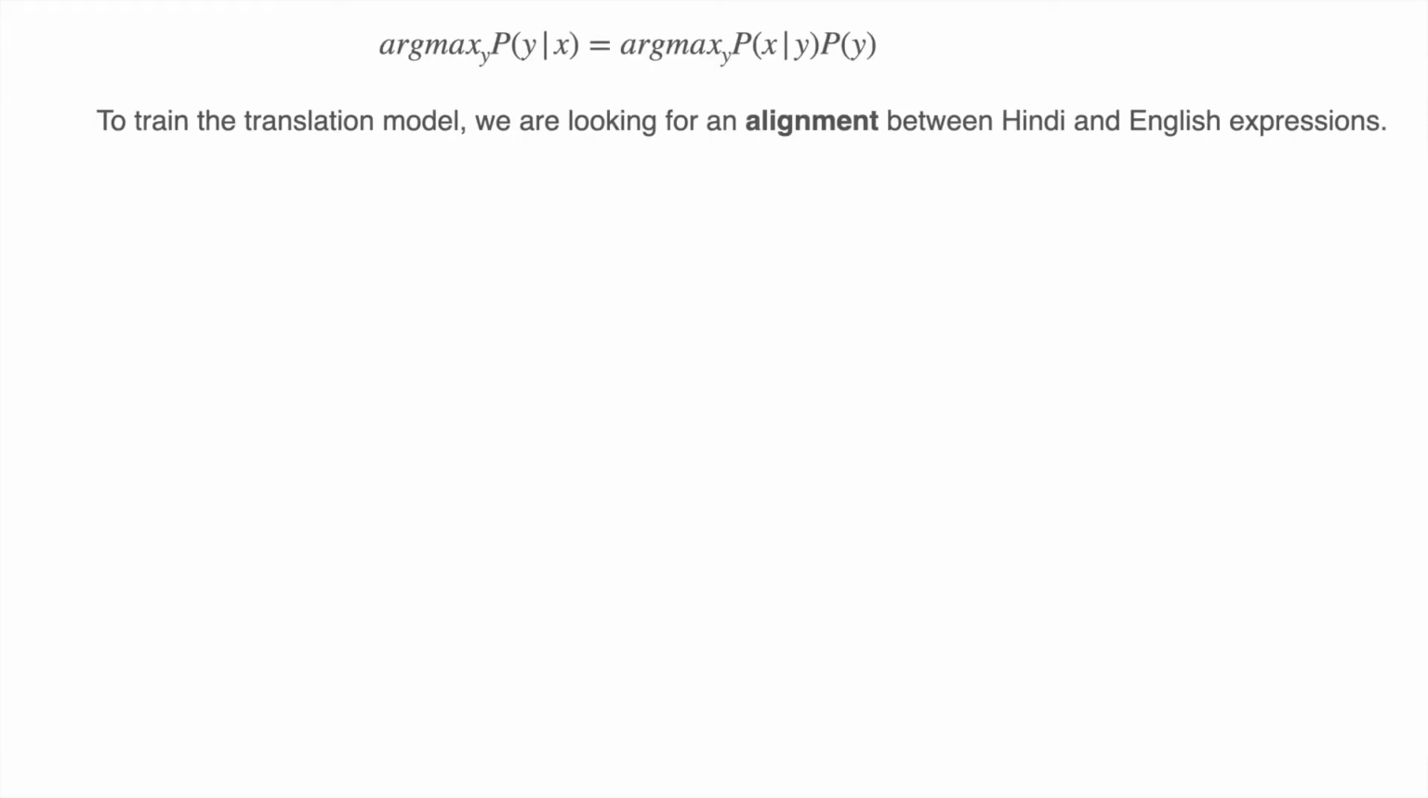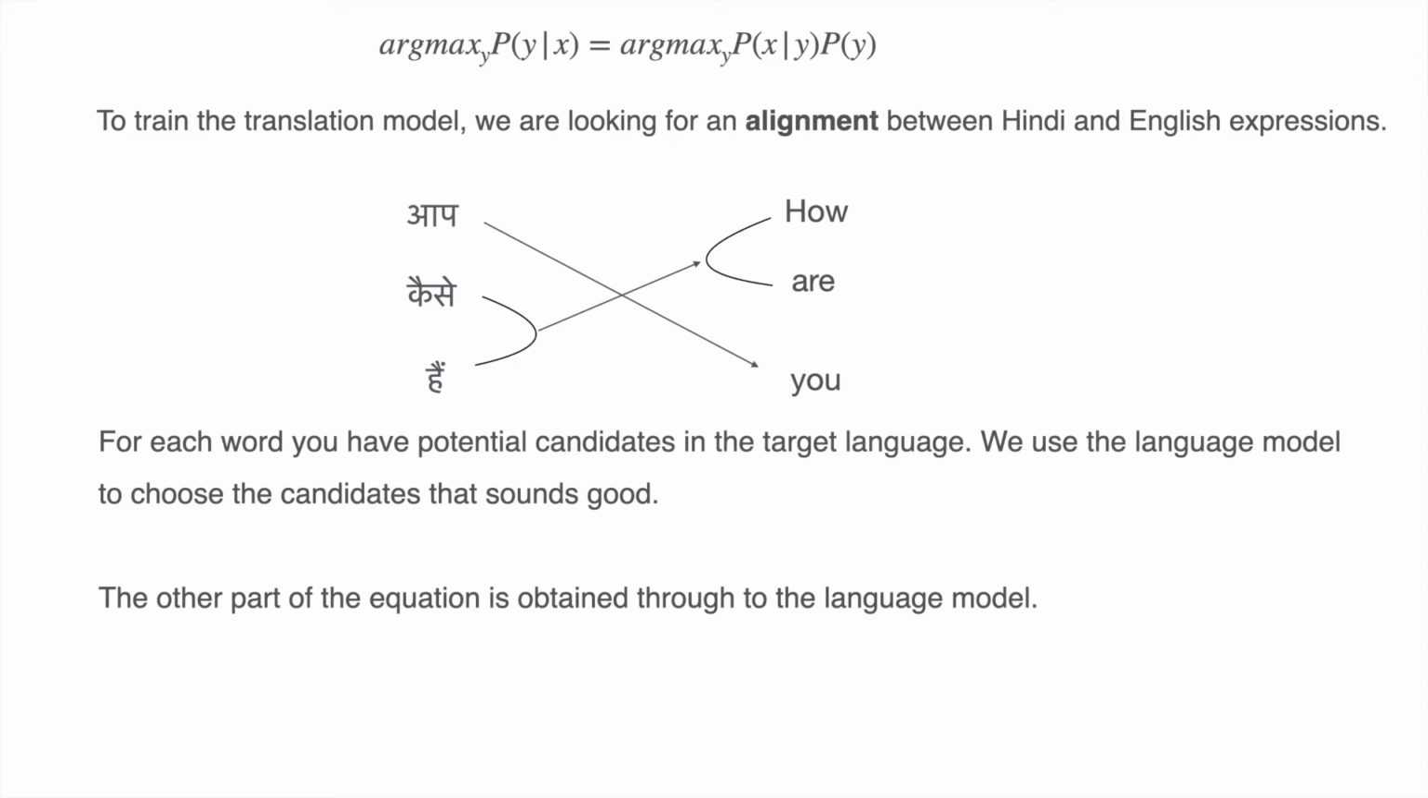Now, to train a translation model, we are looking for some kind of alignment between the Hindi and the English expressions. Let's say we have a Hindi sentence, "Aap kaise hain?" and the English translation as "How are you?" Now, for each word, we have a potential candidate in the target language, and we use language model to choose the right candidate.